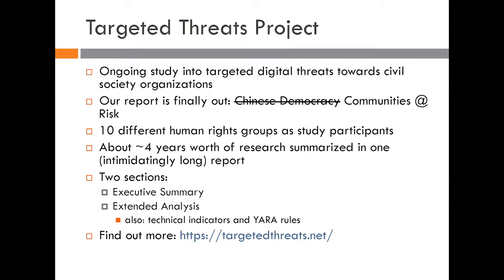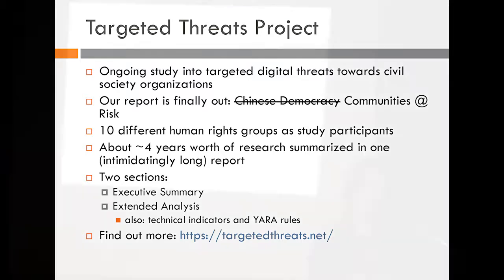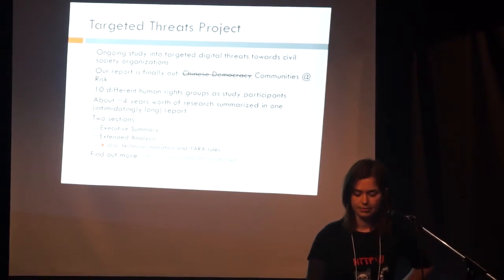It's divided into two sections. There's an executive summary, which has a really high-level overview. As well, there's an extended analysis, and that has a lot of work on clustering malware campaigns and identifying threat actor groups. You can find all of that at targetedthreats.net. And I forgot, there's also some Yara signatures and technical indicators up there as well.